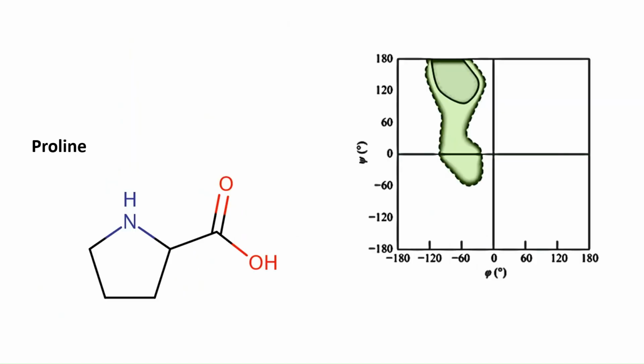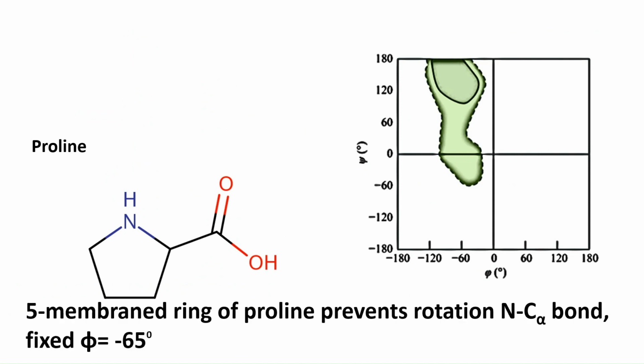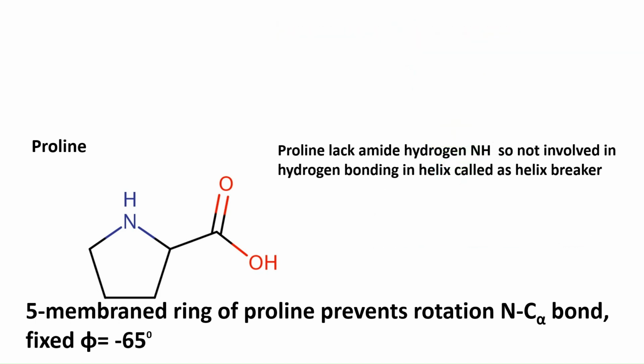The second unique and important amino acid is proline. The five-membered ring of proline prevents rotation of the nitrogen-alpha carbon bond, with an almost fixed phi angle of minus 65 degrees. The Ramachandran plot predicts proline disfavors alpha helix formation. It is important: proline lacks amide hydrogen, so it is not involved in hydrogen bonding in a helix. It is also called a helix breaker.